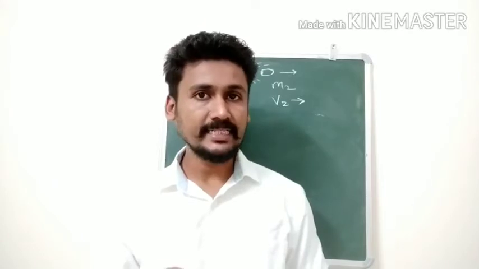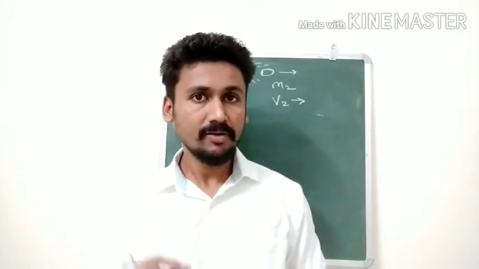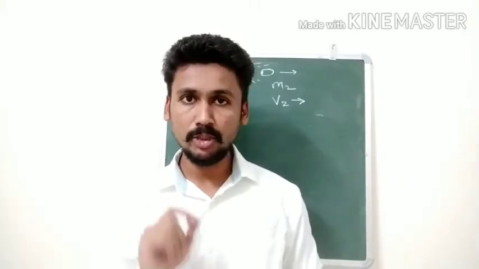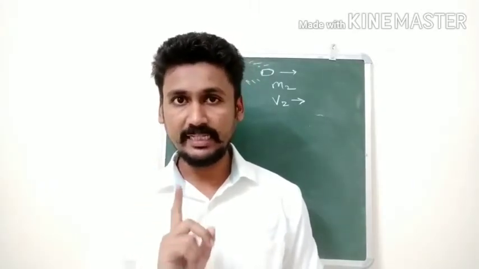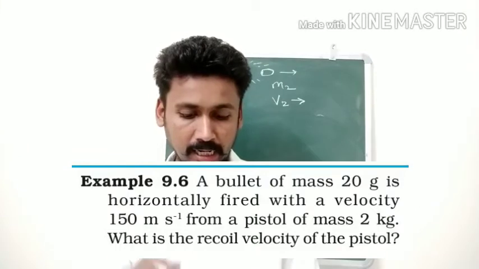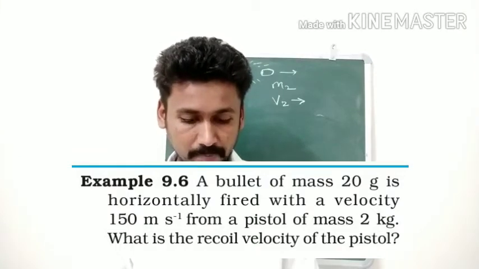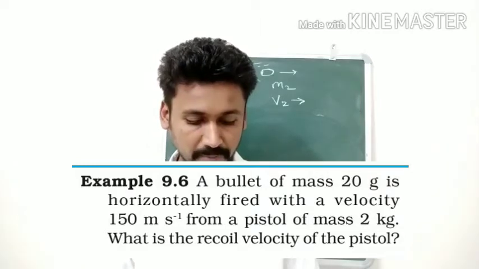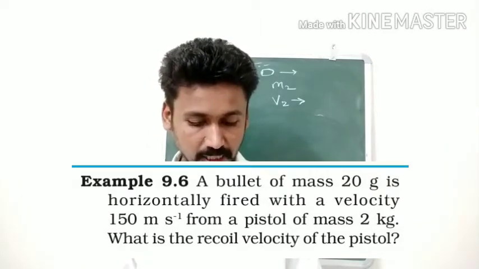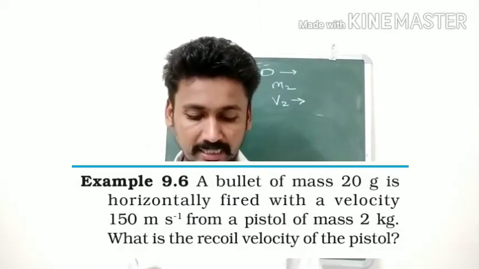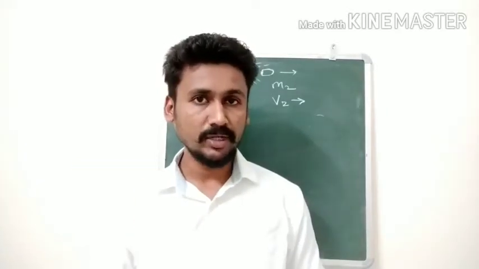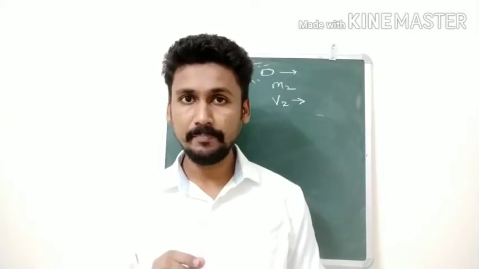Now, mostly in the exam this derivation is not asked. What is asked is to find out the recoil velocity of a gun. Okay, so you will mostly get a numerical like this. So what is the numerical? A bullet of mass 20 gram is horizontally fired with a velocity 150 meter per second from a pistol of mass 2 kg. What is the recoil velocity of the pistol? Okay, so such kind of questions will be asked in the exam.